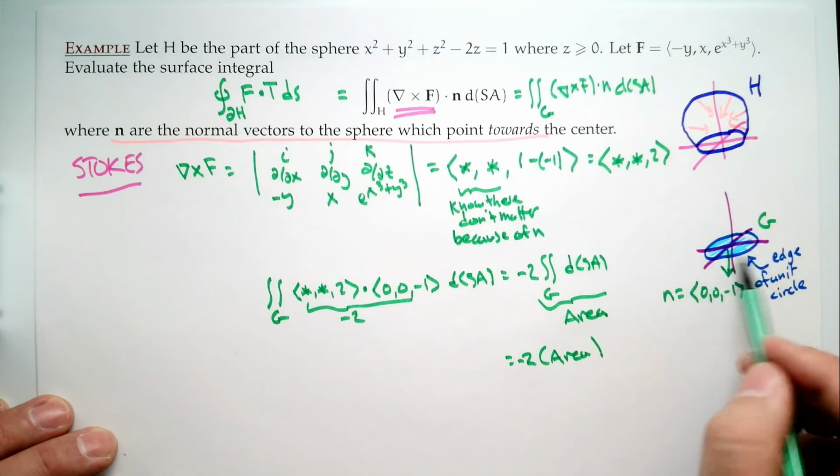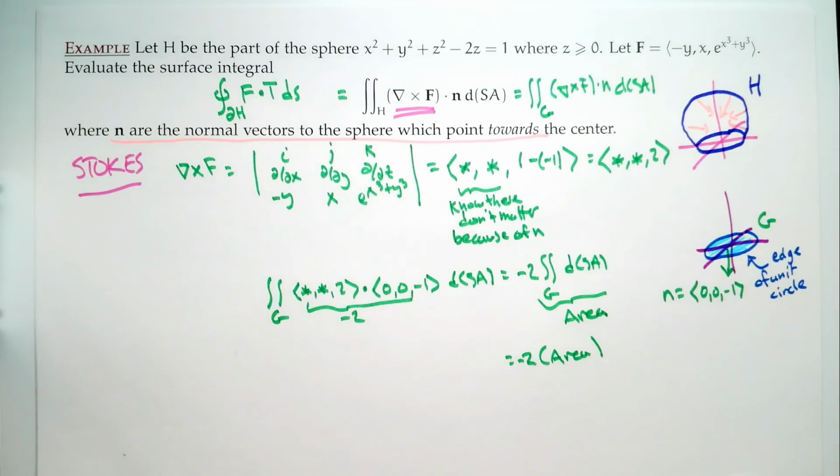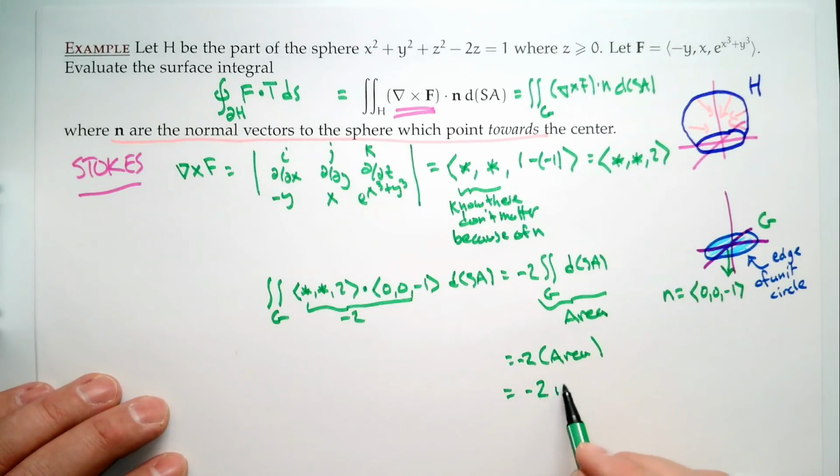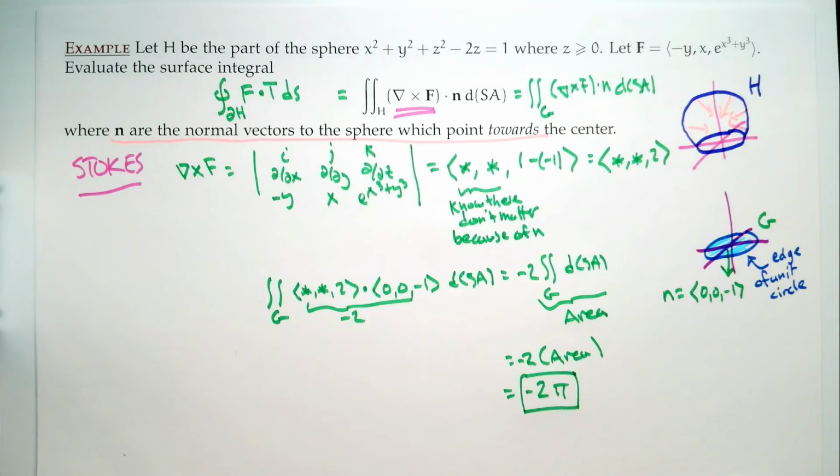And that surface is this surface here. It's the one that we're using. Well, the surface is a circle of radius 1, so that has area pi. So negative 2 pi. And there's the answer. Now, you might say, do we have to do it this way? And the answer is no.